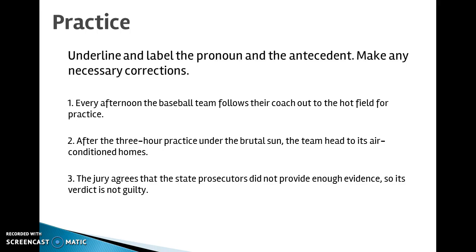So just to practice this quick exception, take a look at the three examples below and determine whether there are any necessary corrections to be made.